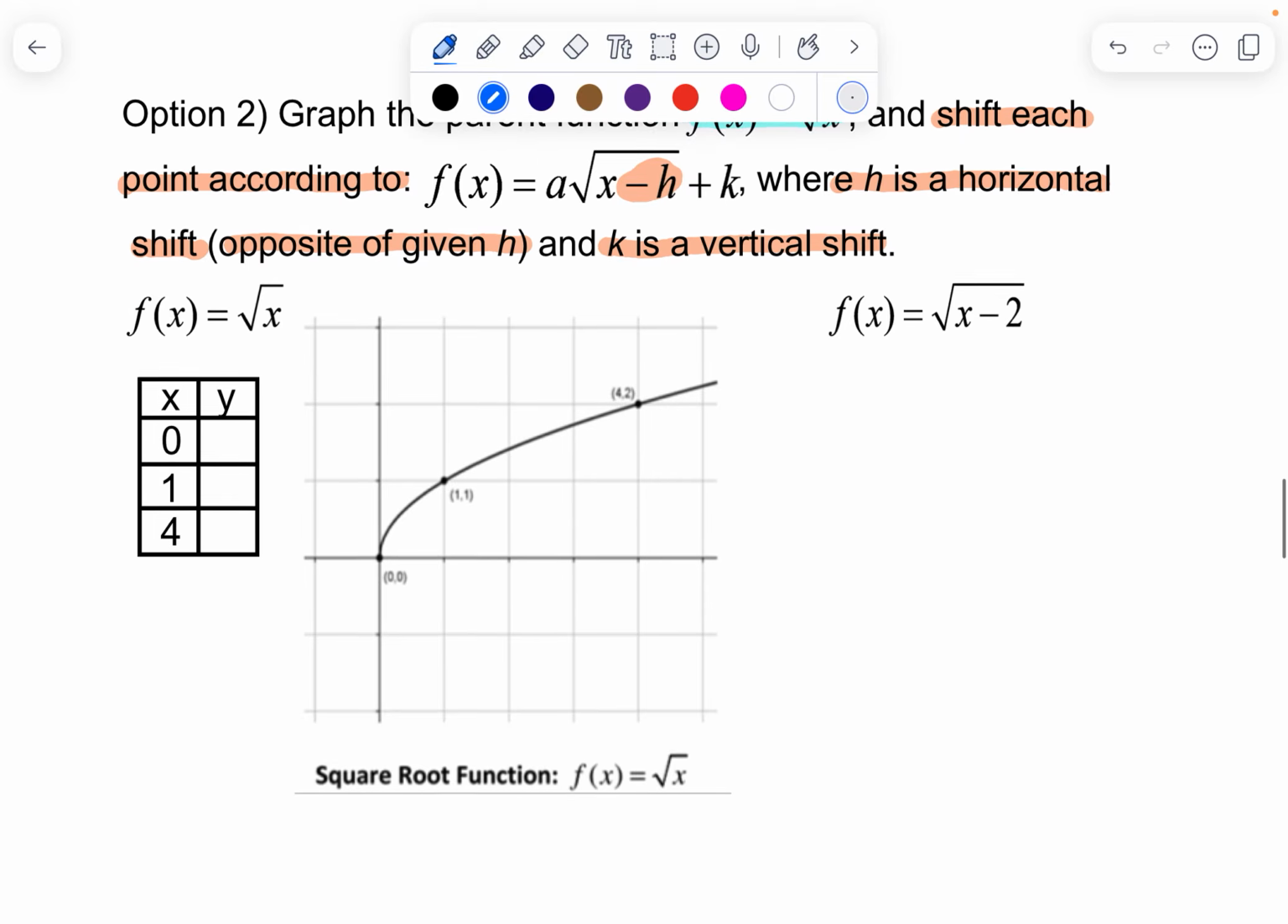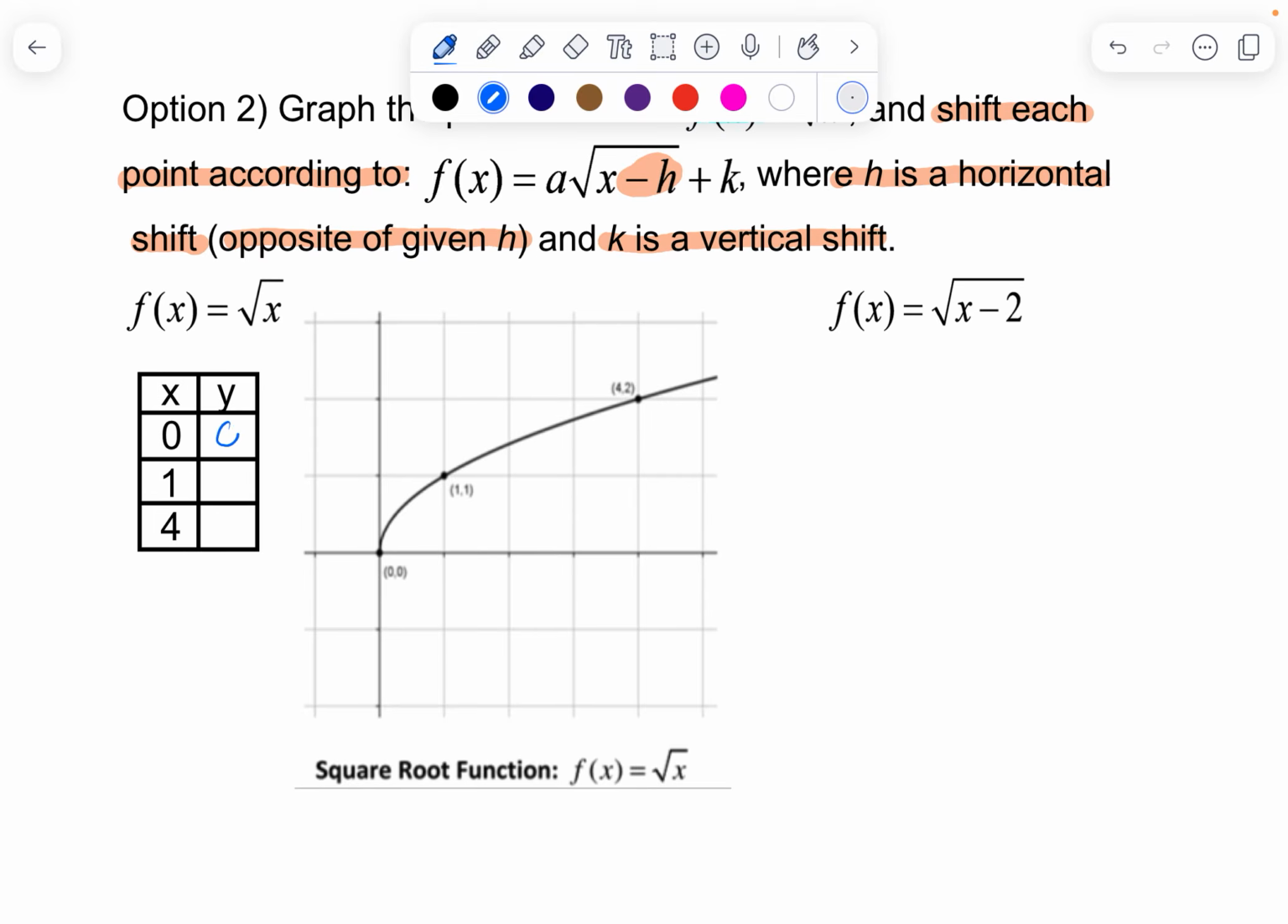So first, my parent. When x is 0, y is 0. When x is 1, y is 1. When x is 4, y is 2. And I have my 0, 0, 1, 1, 4, 2, and that's my parent. Now, let's go ahead and shift. If you notice here, I've got an h. This is x minus 2. So that means that my h is actually positive 2. It's opposite of what's given. So I'm going to literally shift each of these 2 to the right.